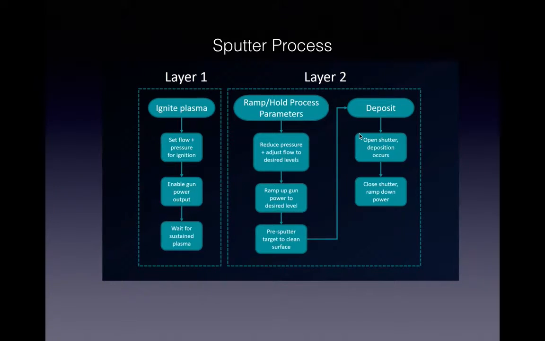And then after that the real process starts, depositing by opening the shutter, and the sputtering gun will deposit. The process similarly stops when you close the shutter, and then the sputtering gun will stop the sputtering process, and then after that you ramp down the power, and then turn off the gas flow.